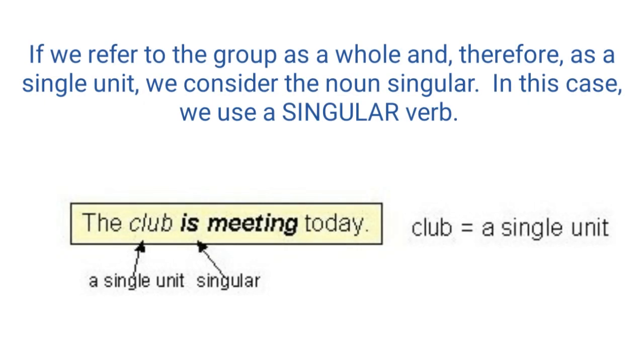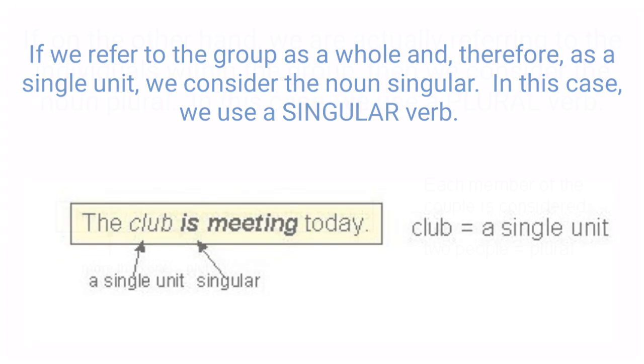If we refer to the group as a whole and therefore as a single unit, we consider the noun singular. In this case, we use a singular verb. So we can look at this example. The club is meeting today. The club is considered as a single unit here. That's why we used the verb is. Okay, it's used in its singular form. The verb is singular because the subject is considered as a single unit.